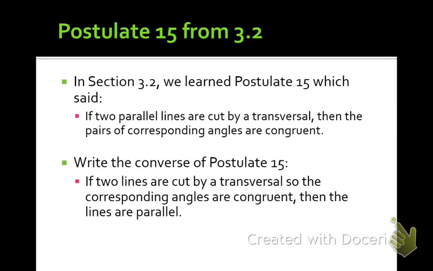This is the actual wording of the converse, which is a little wordy. But basically, if the corresponding angles are congruent, then the two lines that are being cut by the transversal to create those angles have to be parallel. Lines can't be congruent. So it's the parallel lines that we are wanting to conclude there.